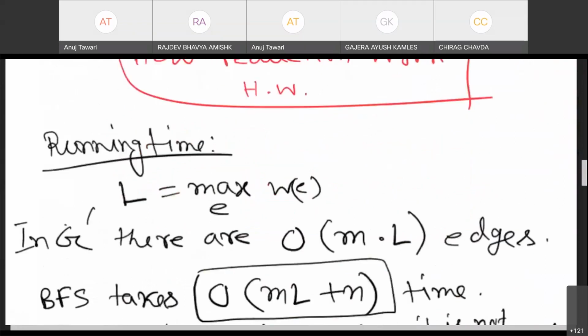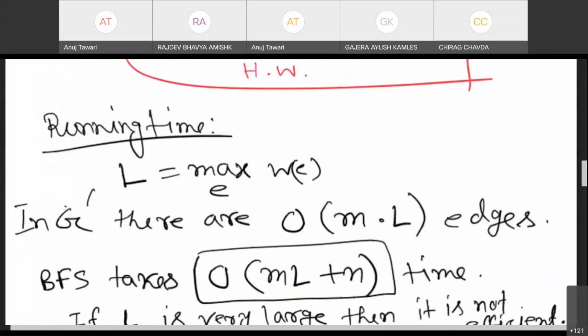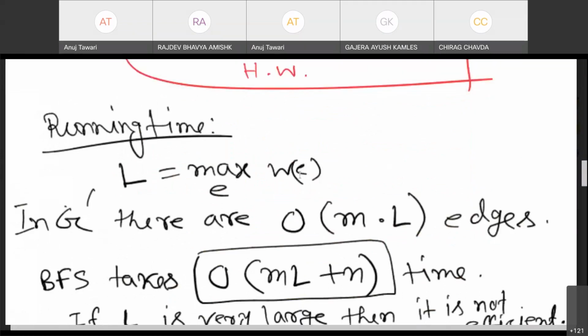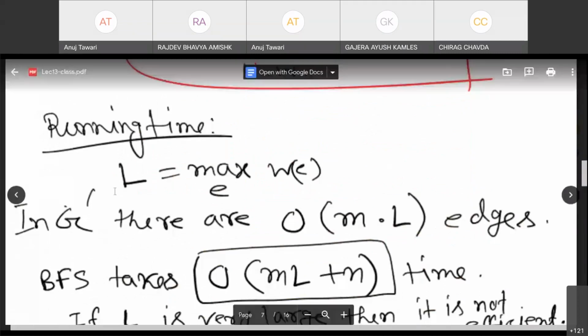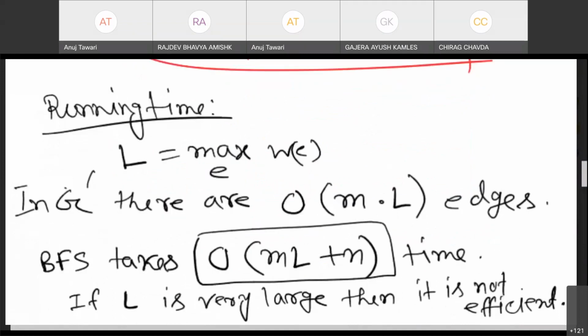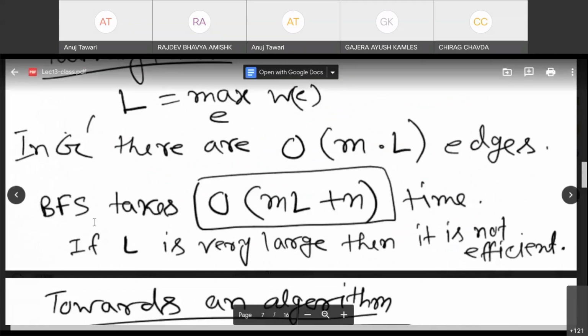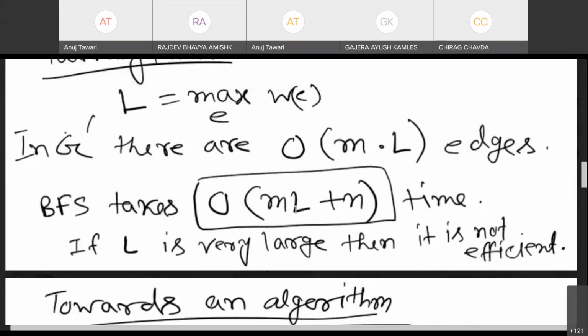And so now this graph will have m into L edges, because L is the maximum weight of this graph, and you multiply it by the total number of edges, right? Because for each edge, you can have L many new edges in this new graph. Once you have this, you just apply breadth first search, which will take ml plus n. Right? ml is the total number of edges, and n is the number of vertices.